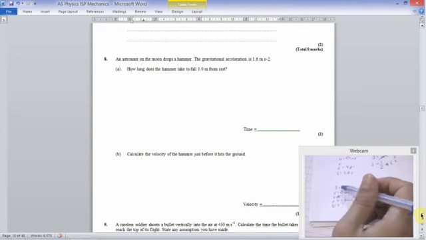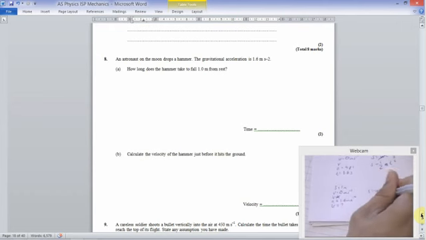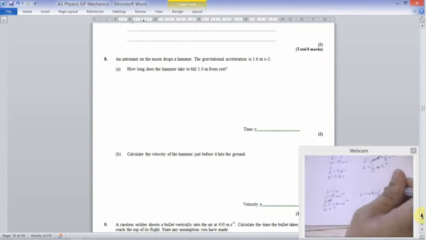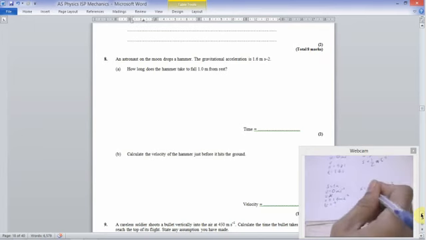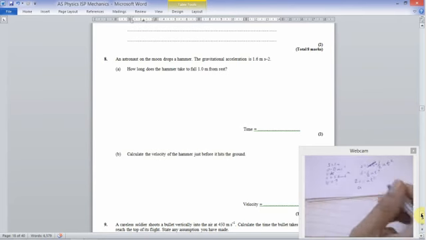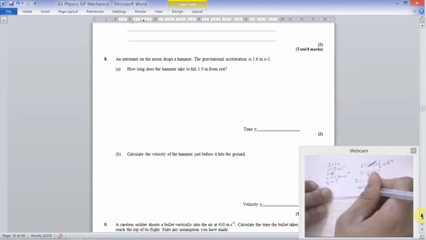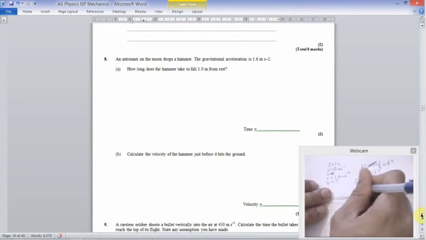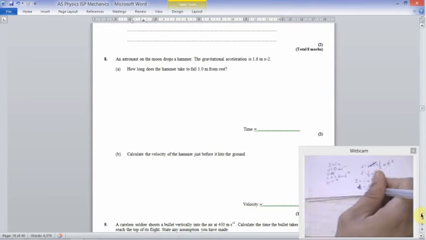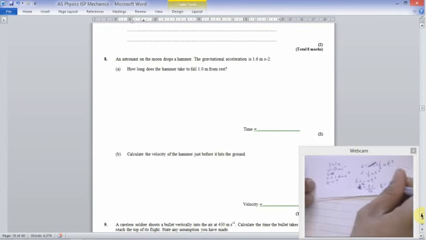So you want an equation with S, U, A and T in. So same as before, S is equal to UT plus half AT squared. Again, UT disappears because U is equal to 0. So S is equal to half AT squared. We'll rearrange for T. So 2S is equal to AT squared. T squared is equal to 2S over A. T is equal to the root of 2S over A.